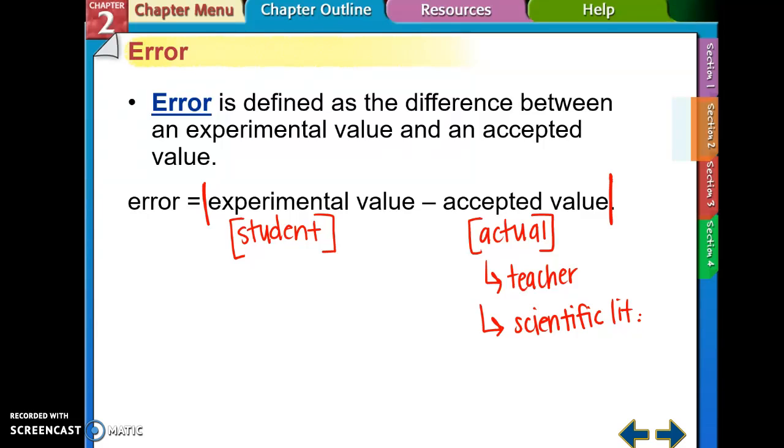I misspoke earlier. You can have negative error, but basically that just tells you which way it swung, whether it swung towards you overshooting the accepted value or you undershooting the accepted value. Most of the time in chemistry, we are going to undershoot.